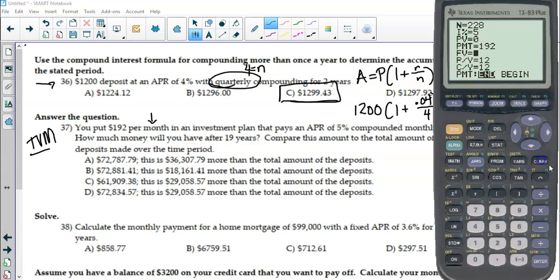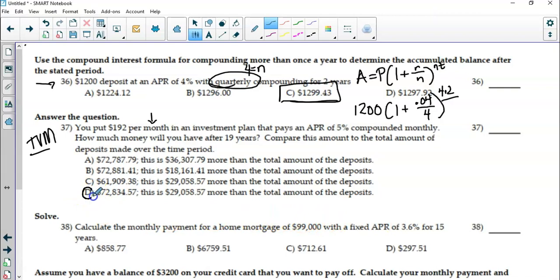I'm going to clear that out. I need to make sure that that is completely empty, not a 0, not a decimal point, but nothing in there but the blank. And then hit alpha, enter to solve. And in 19 years, I'll have a little over $72,834. Okay, so I only have one number that matches.